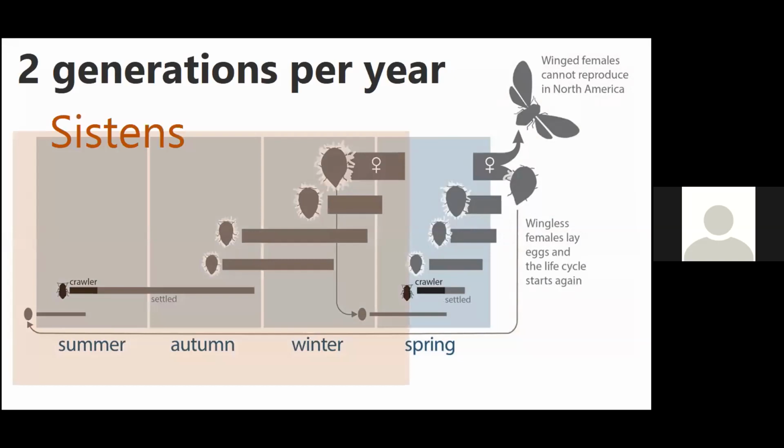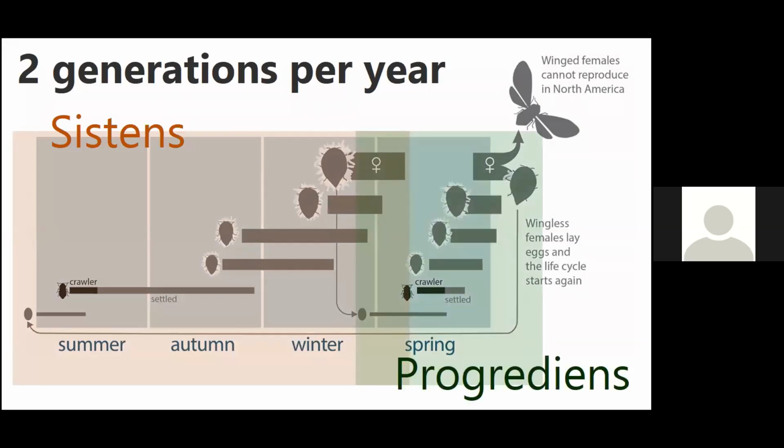The first is a long overwintering generation called the sistens generation, and that generation goes through the summer, fall, and into the winter, laying its eggs in the spring. And then there's a second, shorter spring generation known as the progredien generation, and that happens very quickly throughout the spring season. So by the end of winter, the first generation lays their eggs, and that spring generation emerges and begins its life cycle.